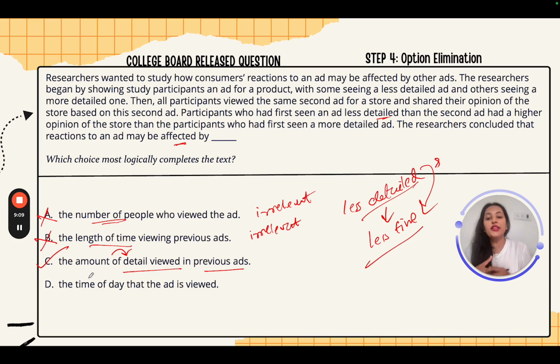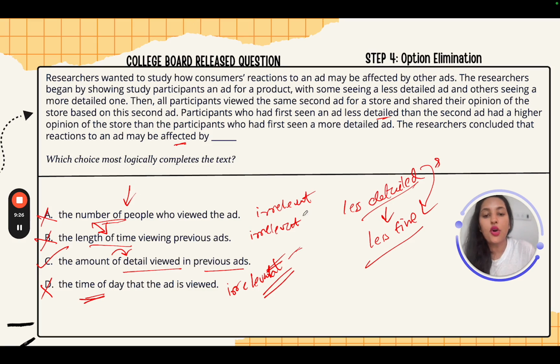The time of day that the ad is viewed. Okay, this is totally incorrect because the time is not relevant, right? The text did not talk about time at all. It did not talk about the number of people. It did not talk about the length of time of the ads. So clearly they all could be eliminated because they are all irrelevant, and C is the correct choice. Now I hope you understood how I used the same strategy in this particular question to get my answer. This was a basic level question.